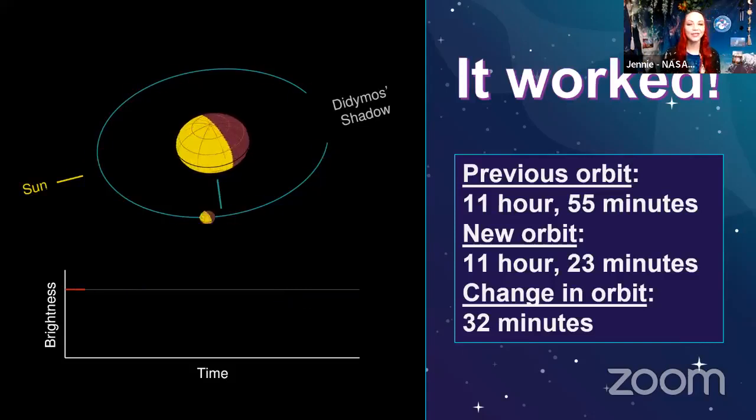We know that the small one took 11 hours and 55 minutes to go around the big one before DART hit it. Afterwards, it took 11 hours and 23 minutes. So if you do the math on this, it means that DART changed the amount of time that it took for this asteroid to do its orbit by 32 minutes, which is a very big change. What this proves is that you could absolutely use this to protect Earth. If there was something headed towards Earth, you can definitely crash something into a rock like this in order to move its orbit.